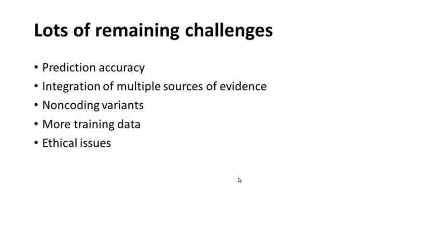So as you can see, there are lots of unanswered questions and remaining challenges. How can we further improve prediction accuracy? How can we integrate multiple sources of evidence? We have focused on missense variations this week, but how can we make predictions of non-coding variations? Having more high-quality training data can significantly improve a classifier-based method's accuracy. So how can we generate more training data?